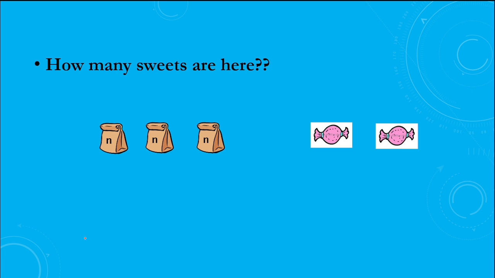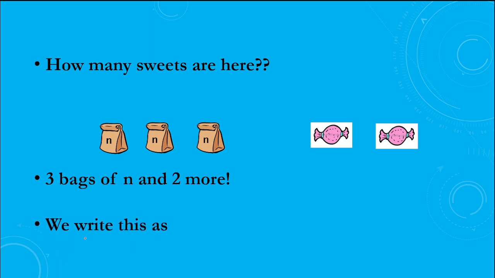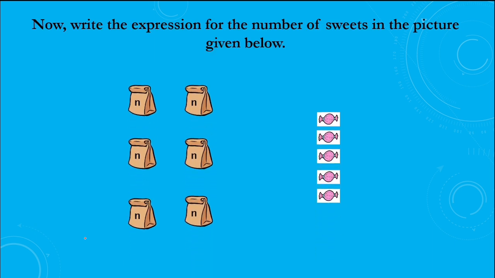No sir, because there are 3 bags, that is 3 bags of n, and 2 more extra sweets. So we can write this as 3n plus 2. Yes or no? Similarly, solve this. Can you write the expression for the number of sweets in the picture given below?